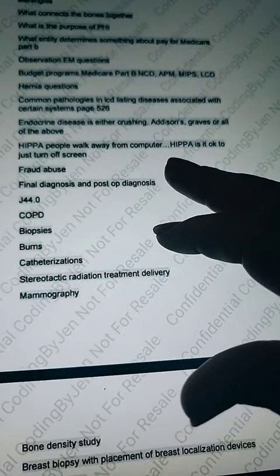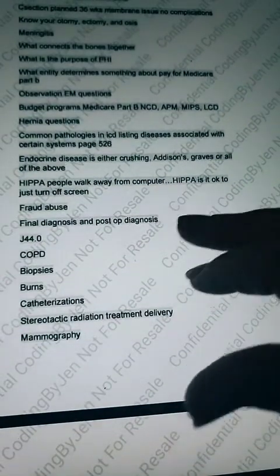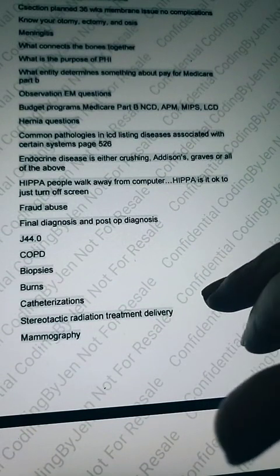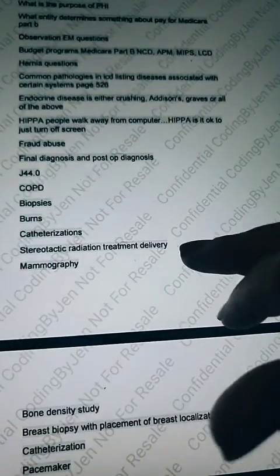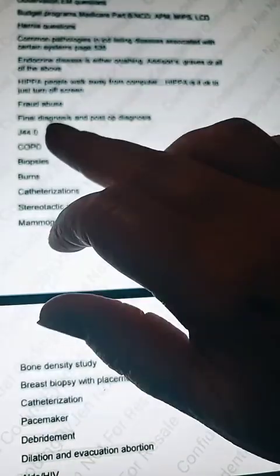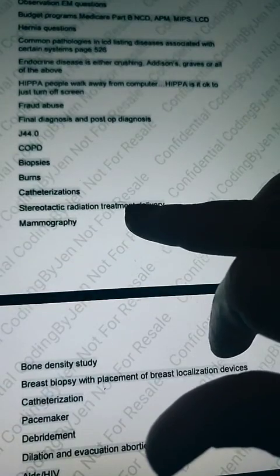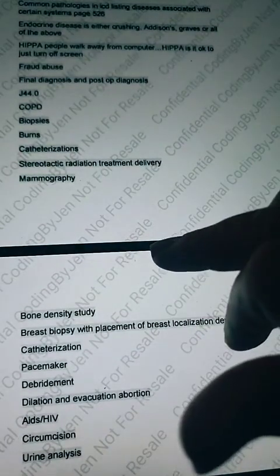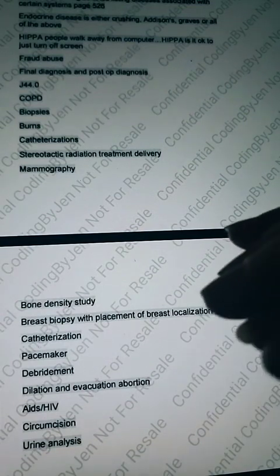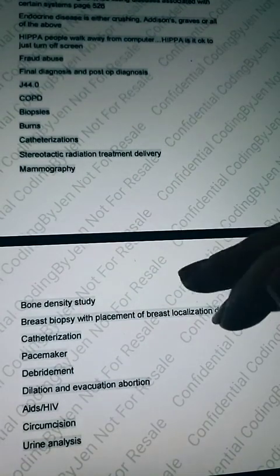Can you just simply turn off your screen and walk away from your computer when you are at work? Or do you actually need to log off and log back on? What could be abuse or fraud or an issue there? COPD, pneumonia, upper respiratory, biopsies, burns, catheterizations, stereo, and mammograms. A lot of them will say the patient has a family history of this and blah, blah, blah, but she was really just there for screening.